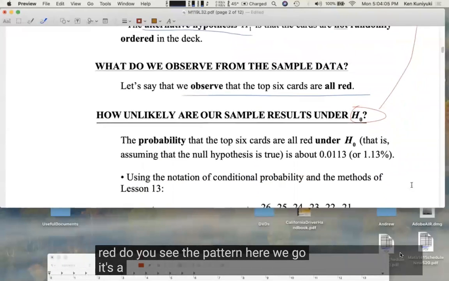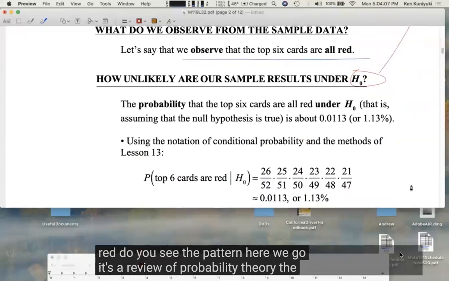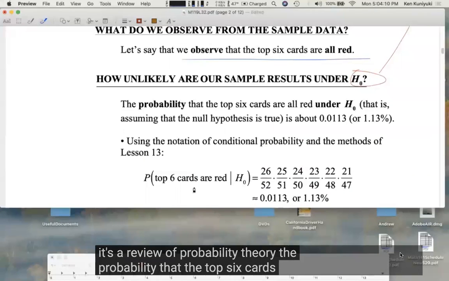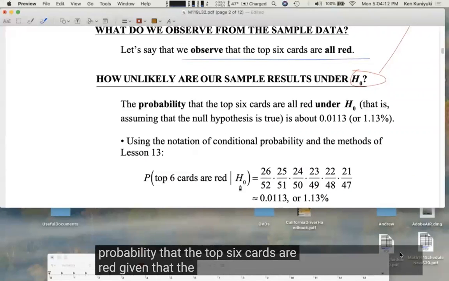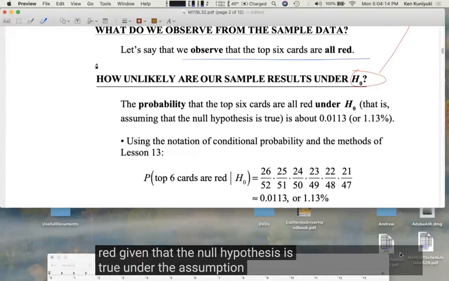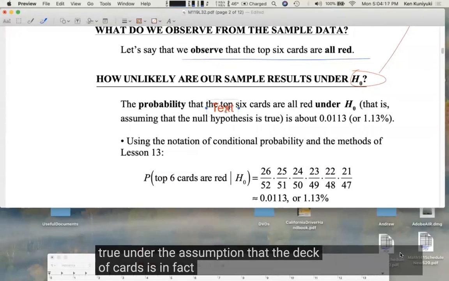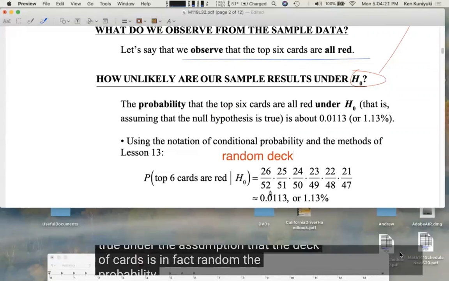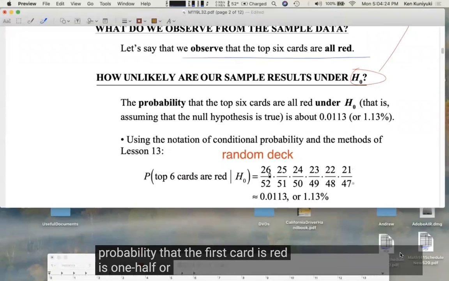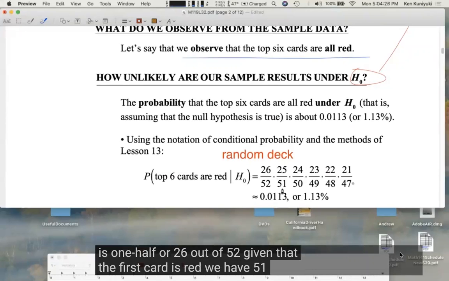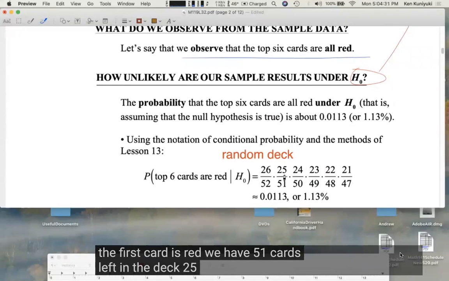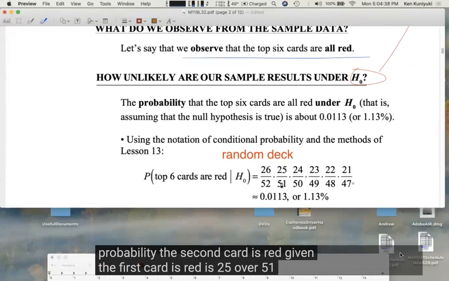Here we go. It's a review of probability theory. The probability that the top 6 cards are red, given that the null hypothesis is true, under the assumption that the deck of cards is in fact random. The probability that the first card is red is 1/2 or 26 out of 52. Given that the first card is red, we have 51 cards left in the deck, 25 red cards left. The probability the second card is red, given the first card is red, is 25 over 51.